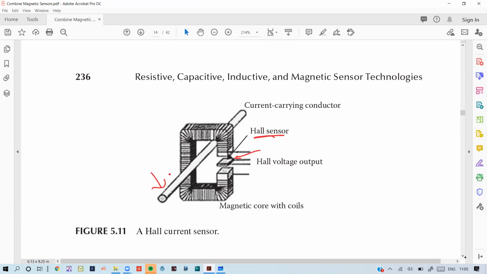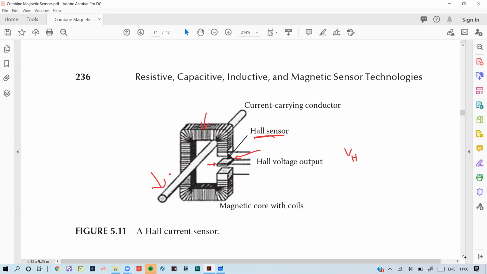The current carrying conductor has a current, and it is varied. There is a soft iron core, a soft magnetic core, which detects any change in the current, and any change in the current will change the magnetic flux in this coil. That magnetic flux is detected here by the Hall sensor.